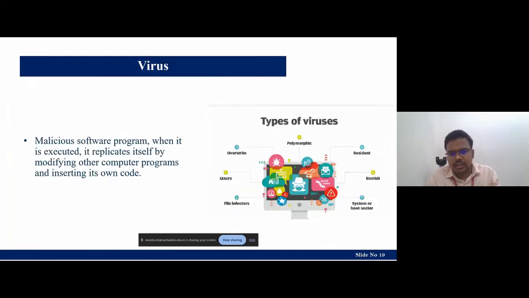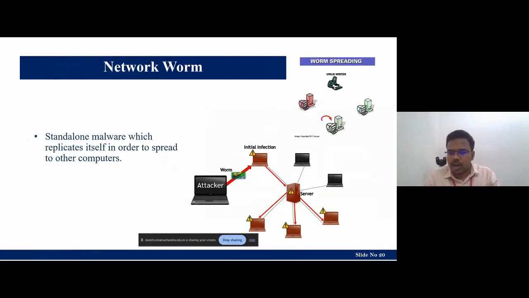So these are all the malware categories. A virus is a piece of code. It's a corrupted code. It will enter into the system, but it needs some medium, some file. So it will go and sit in a file. Whenever that file is accessed, the virus will spread itself across the device and across the network. The next one is the worm.